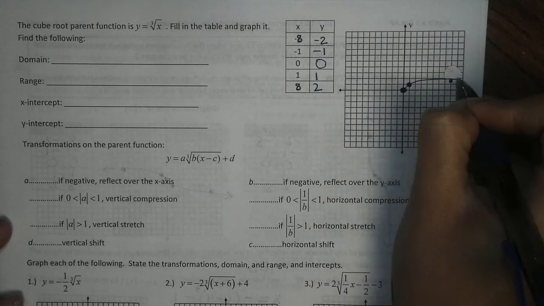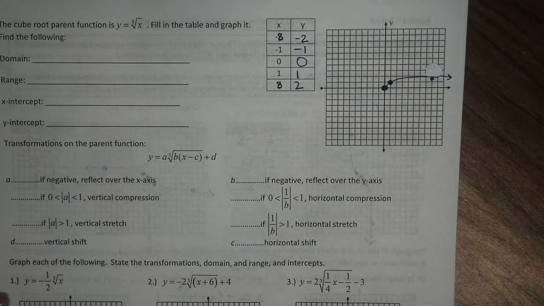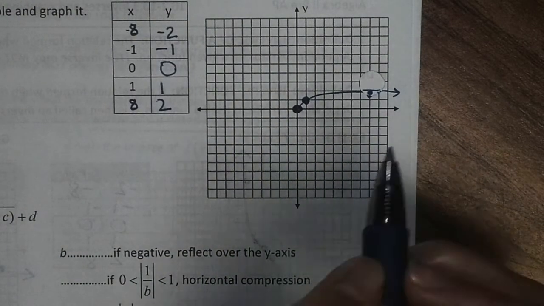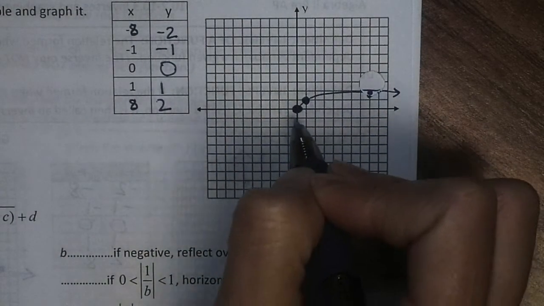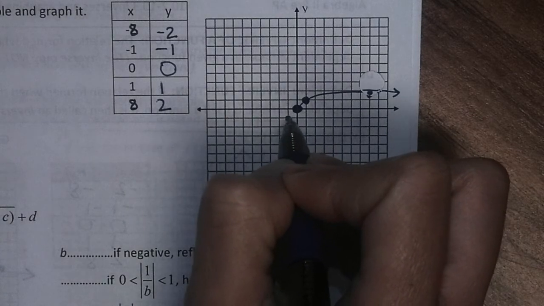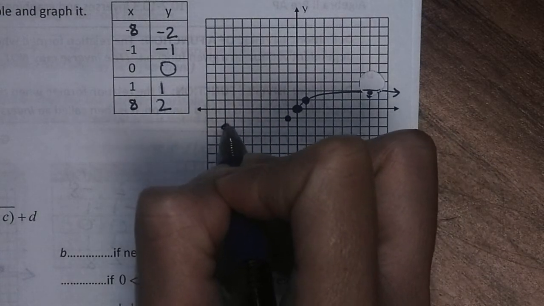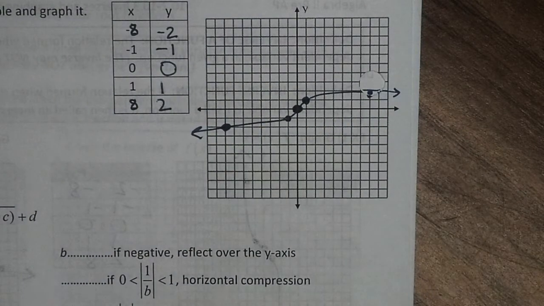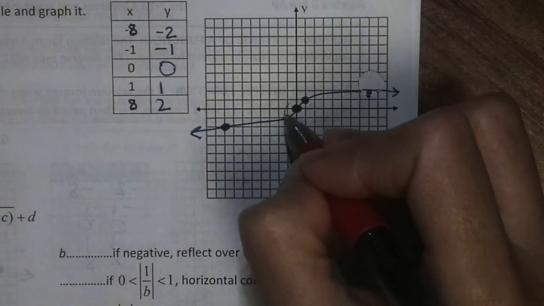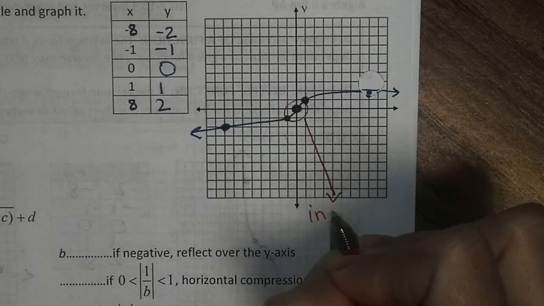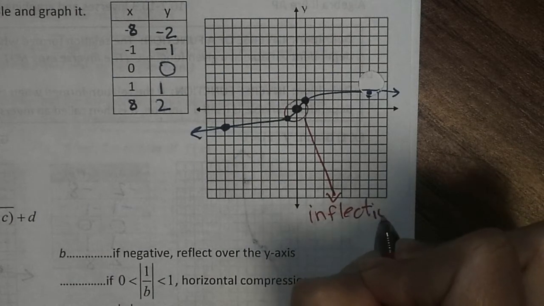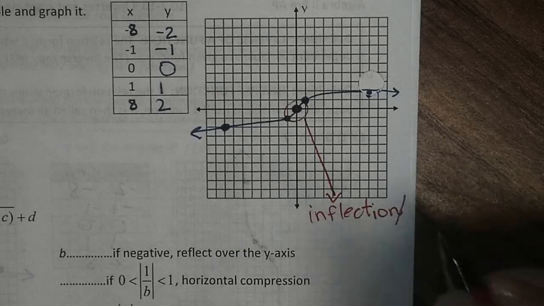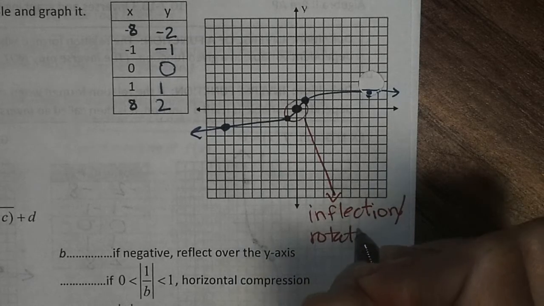and the graph is concave down like this. Zoom in. The other half is still going to be sort of symmetrical, with rotational symmetry. So it's going to be -1, -1, -8, -2. And it looks like that, concave up. This middle point is still called the point of inflection. Inflection point. And it's also called the point of rotational symmetry.